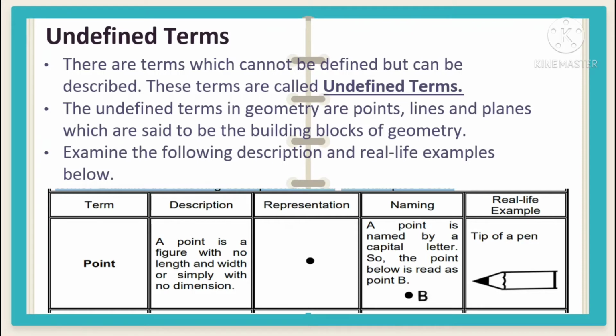A point is a figure with no length and width, or simply with no dimension. A point is named by a capital letter, so this point is read as point B. In real life, an example is the tip of a pen. So this is what we call a point.